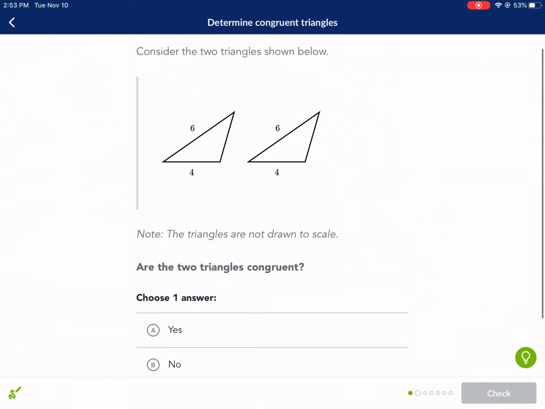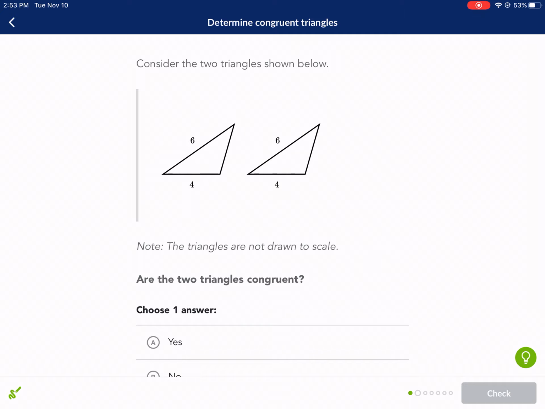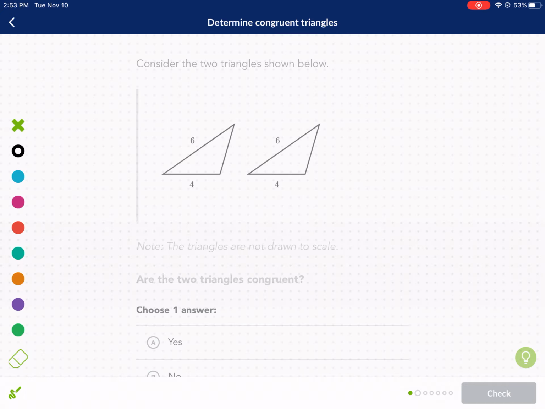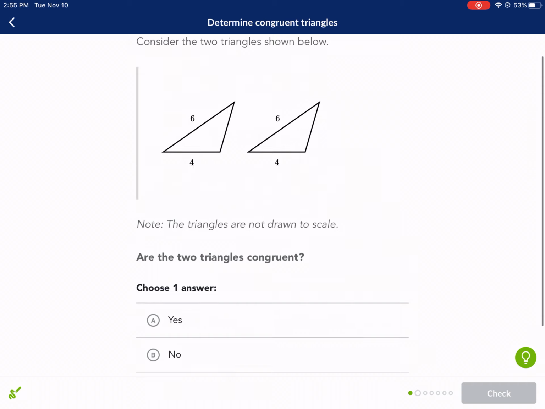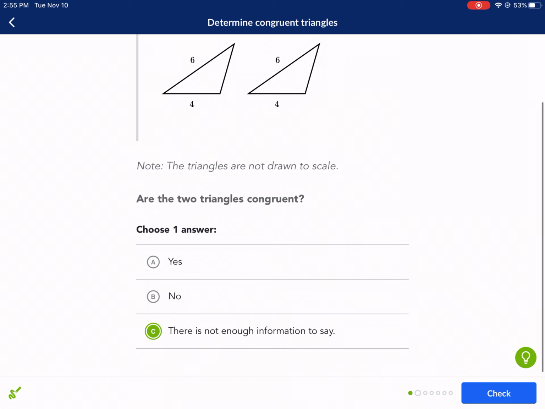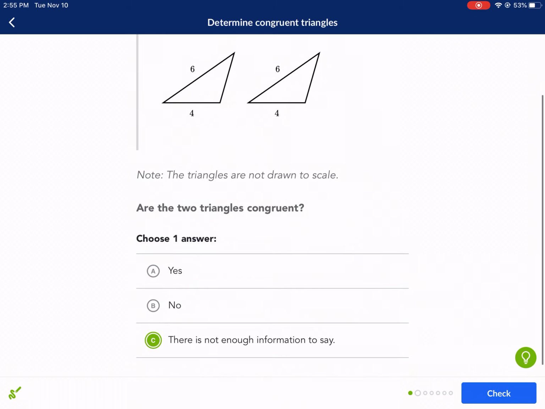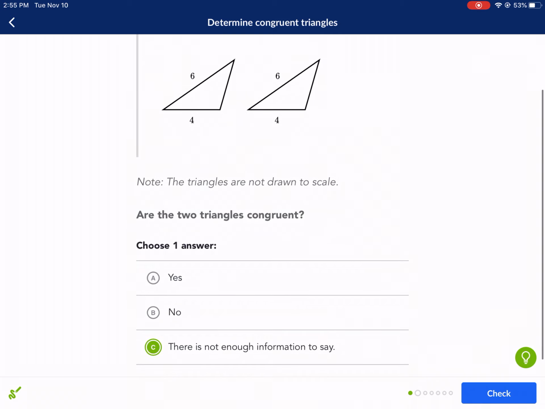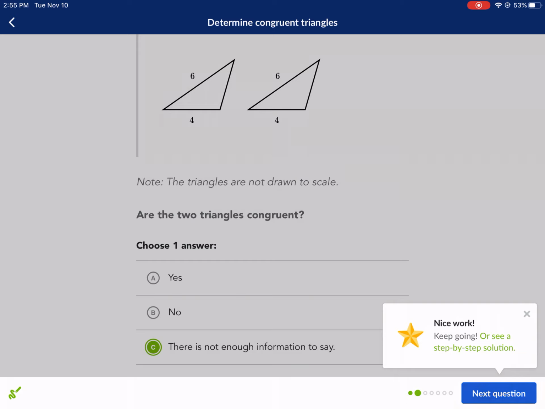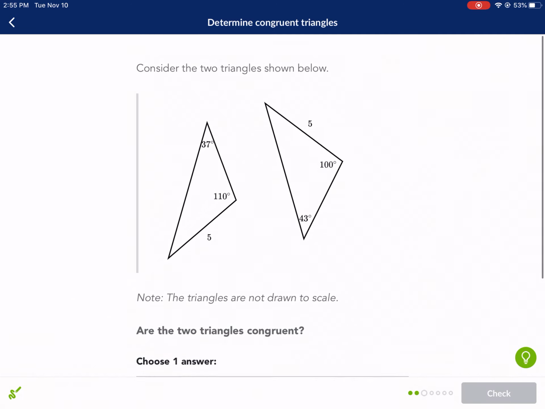Okay. Now we have 6, 4, 6, 4. So we are halfway, but we only have two pieces of information. We need another side, potentially, or maybe another angle in between, but we're missing information, and we don't have enough information to make that determination. If it gives us more information, we can make that call, but it doesn't give us enough.